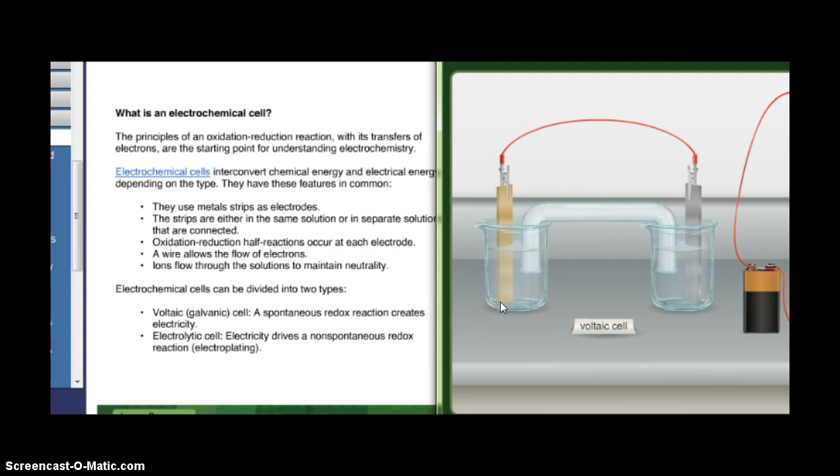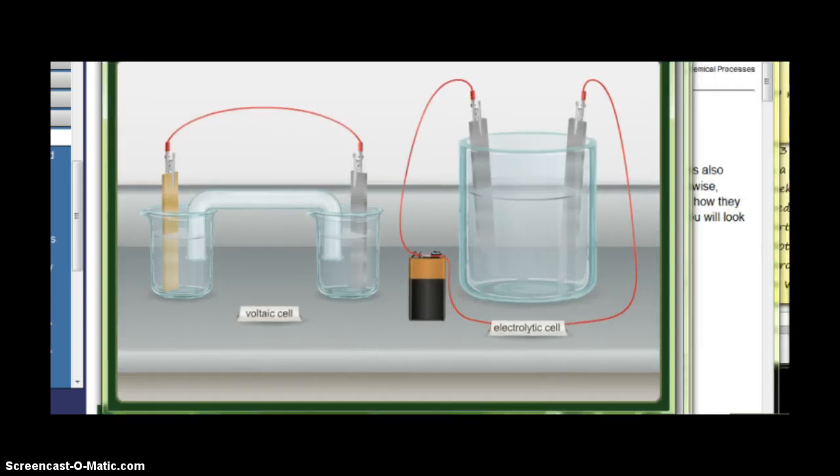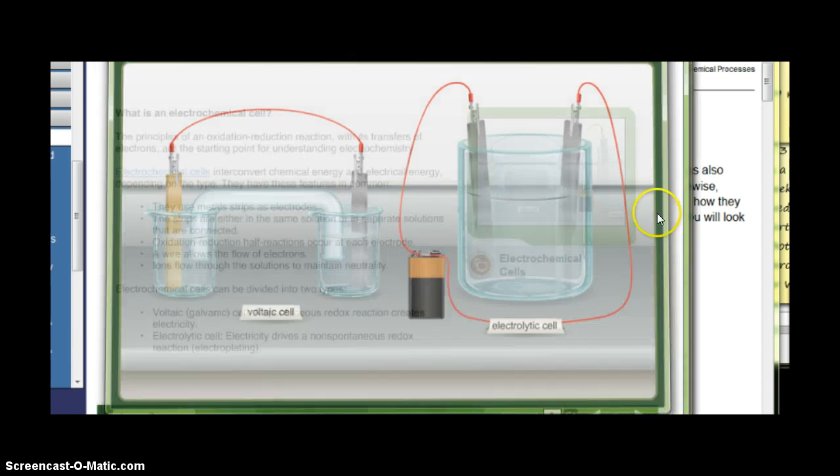Oxidation reduction half reactions occur at each electrode, okay? And ions flow through the solution to maintain neutrality. So again, two different setups. This is the voltaic cell. This is the electrolytic cell. We'll talk more about them.